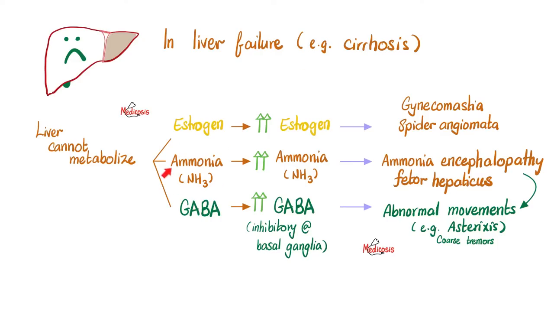Next, when we cannot metabolize the ammonia, you get hyperammonemia, not good for your brain, ammonia encephalopathy, which can literally drive me mad and can give me coarse tremors known as asterixis. Moreover, when we cannot break down the inhibitory neurotransmitter in the basal ganglia, what do you think is going to happen? Abnormal movements, yet again. Aren't these common symptoms in cirrhosis? Yeah, because medicine makes perfect sense.